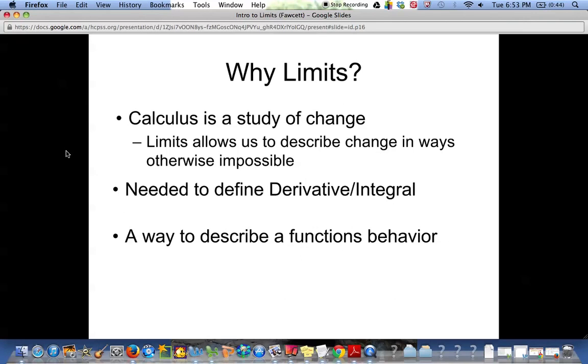As you know, a limit is the study of change in calculus, and it allows you to describe a function's behavior different than just plugging in a value. So it's needed when we get to derivatives and integrals later in the year, and it allows you to look at what value a function is approaching as you reach a certain input.